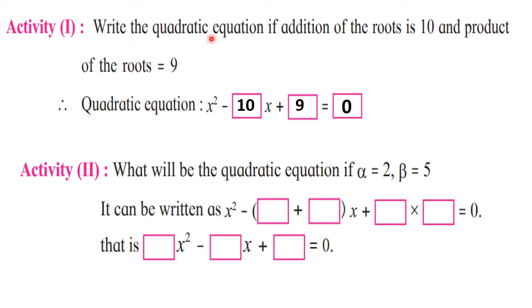In the first activity, directly the addition and the product is given. But in the second one, they have not given us addition or product. Instead, they have given us values of alpha and beta. That means this is one root and this is the other root. Okay. So now here again you recall the formula. What is the formula? X squared minus (alpha plus beta). So alpha is here 2. So here I am going to write 2 plus beta, meaning 5.